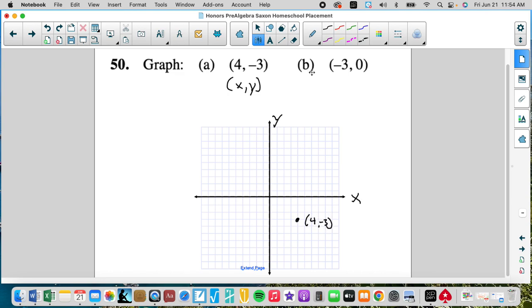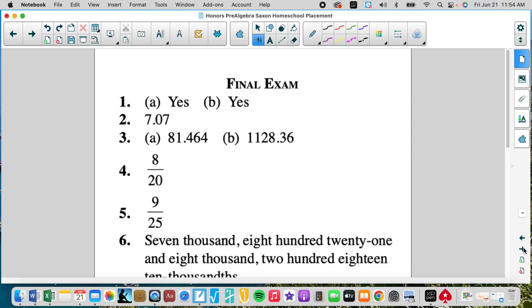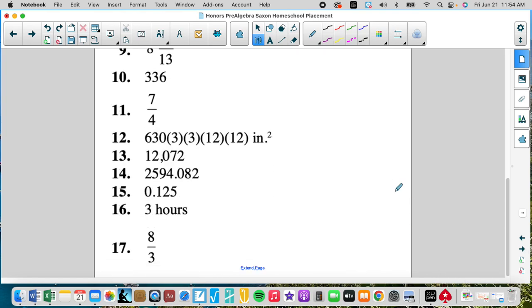And then B would be -3 on the x, 0 on the y. So we would go -3 on the x-axis, and then 0 on the y. We would just stay there, and that would be the point -3, 0. And you should definitely know how to do your coordinates on a coordinate plane. And there you go. Those are all the answers.